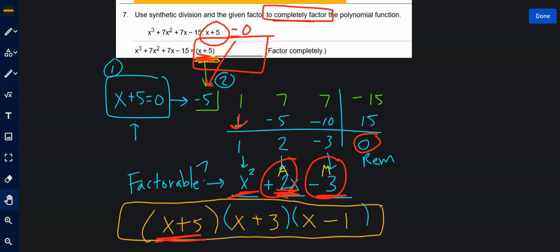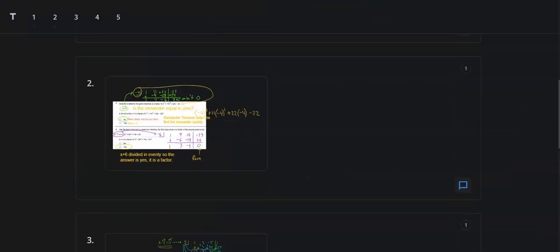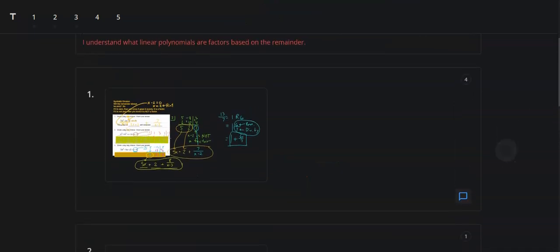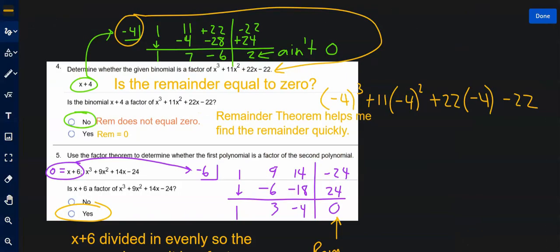On our list is called the remainder theorem. Now, I'm going to go back to question 4. I talked about a little while ago that the remainder theorem would be something we'll talk about later. So, the remainder theorem helps me find the remainder quickly.